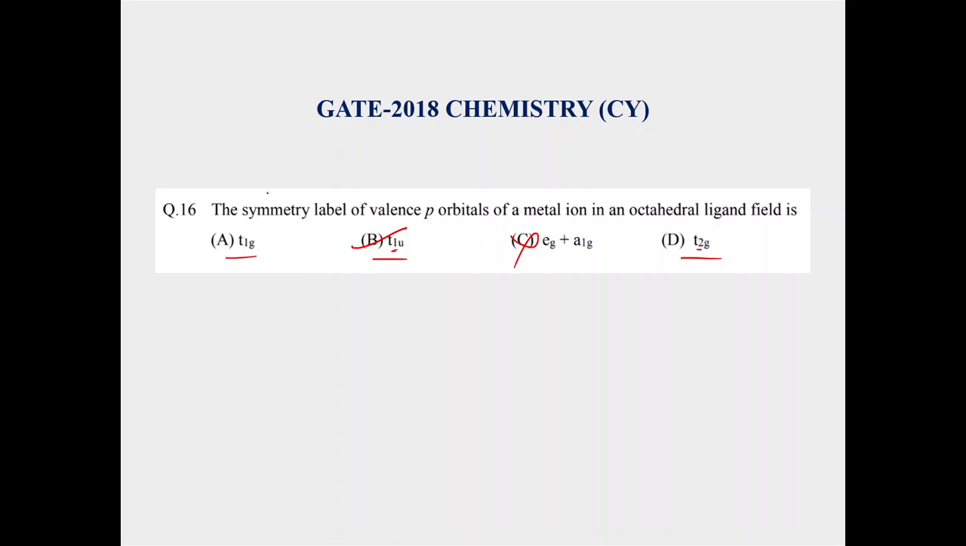So for this question, what is the symmetry label for the valence p orbitals of a metal ion in an octahedral ligand field? The symmetry will be T1u. So is it clear? Yes, ma'am. Yeah, it's clear for everyone.